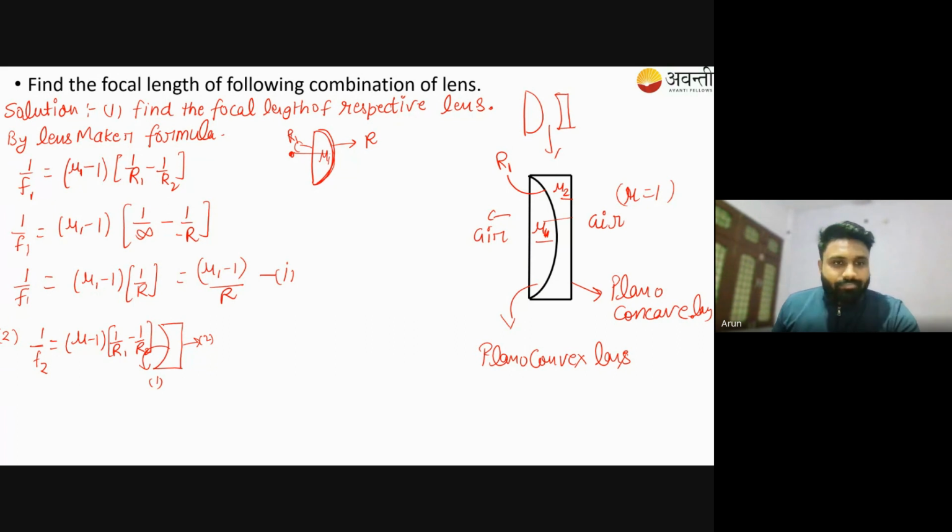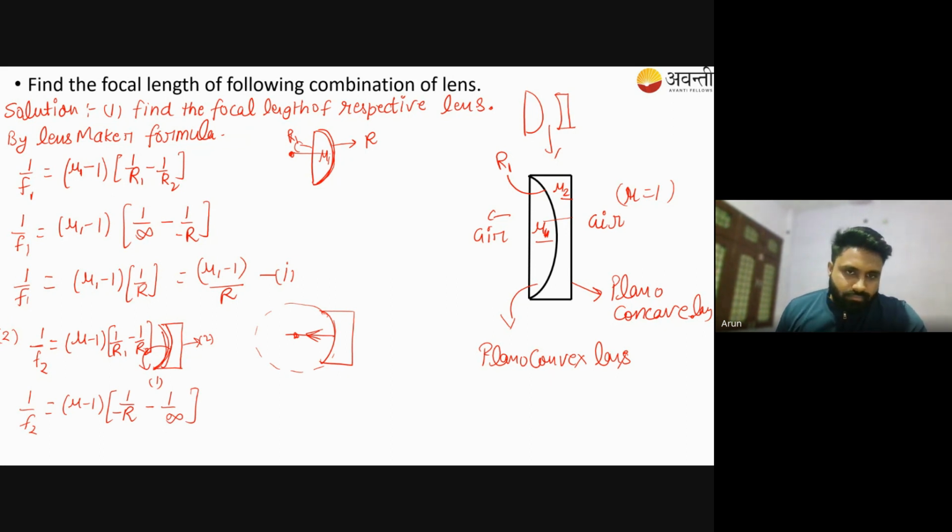Sorry for the disturbance. So 1 upon f2 here is equals to mu2 minus 1 times 1 upon r1 minus 1 upon r2. What is r1? R1 is the radius of curvature of this surface, and this surface curves in this direction, so it will complete the sphere like this. For radius we have to move in this direction, which is the direction of refracted rays, so we have to consider r as negative. So 1 upon r1 is minus r, minus 1 upon r2, and the plane surface has radius infinity.